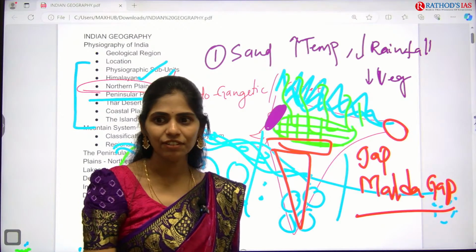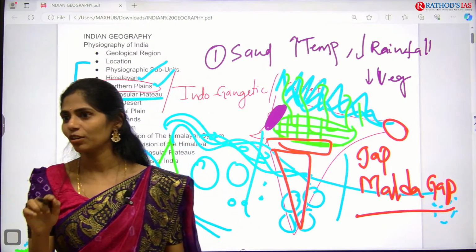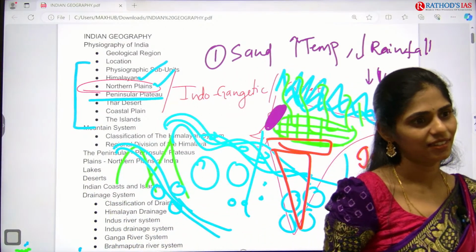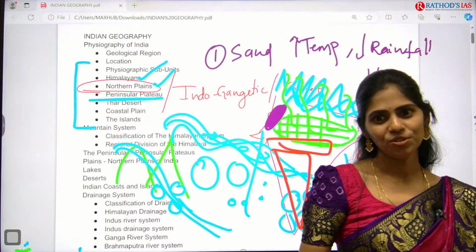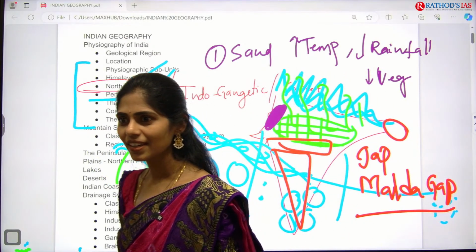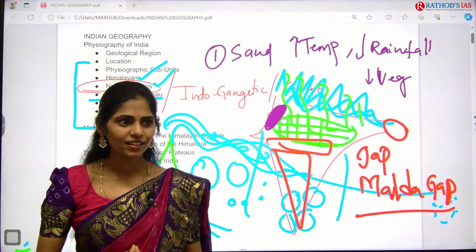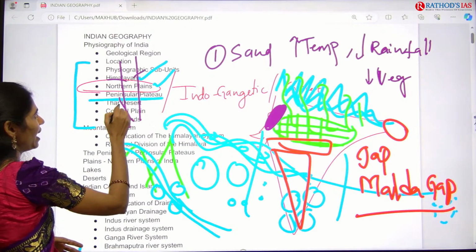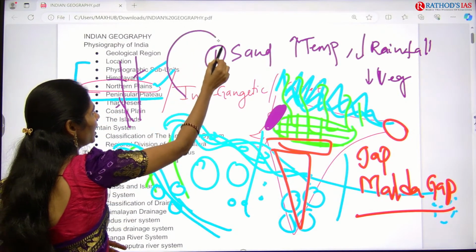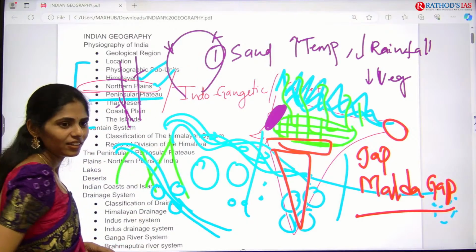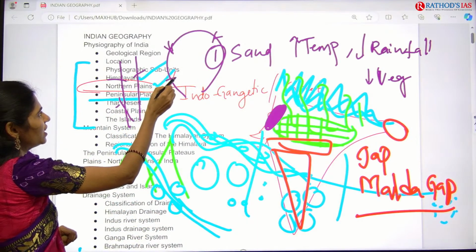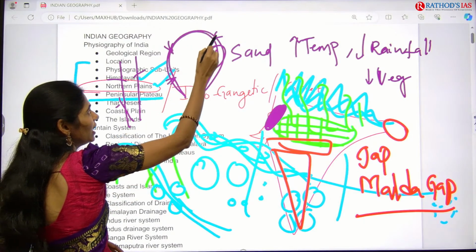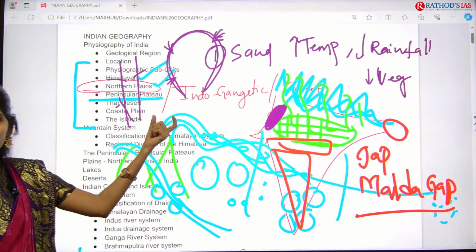Adaptations. Anyone from a biology, BiPC background here? Tell me what are the adaptations of desert plants. What specialty can you see in the cactus? The cactus will be like this, right? They will have thorns. You know about the opuntia, it is like this. In this part, which is the leaf and which is the stem? Actually this part is the stem, so the leaves are adapted into thorns.